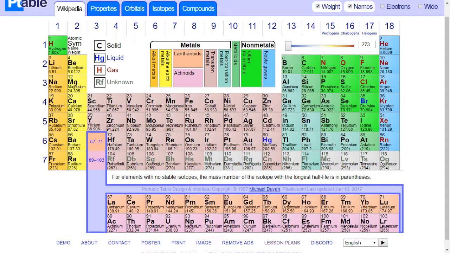Now, let me introduce you to the best periodic table you will ever see. Go to ptable.com. This table has so much information beautifully arranged. It is a great place to browse and discover stuff about the elements.